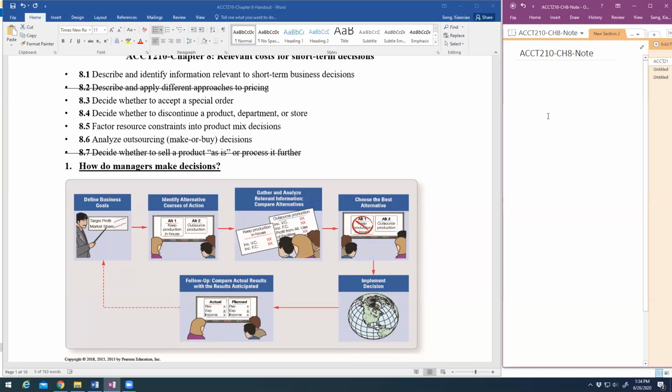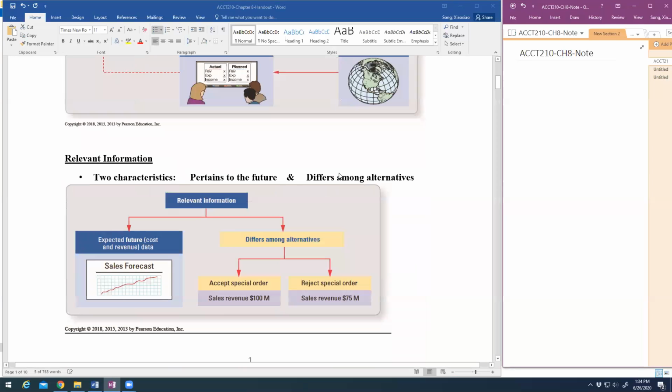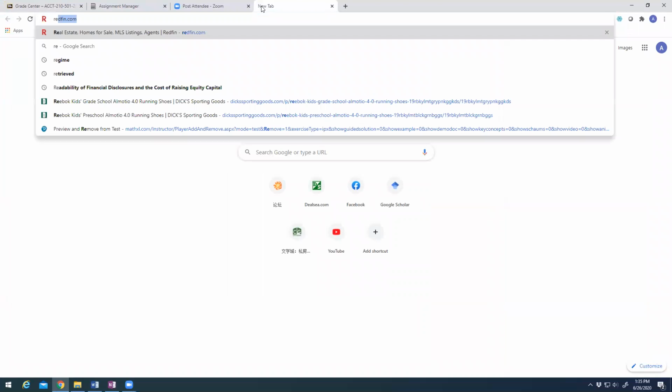Then we need to compare those two alternatives to find out what our final decision should be. Before we do that, we need to make sure we only use relevant information. So if I ask you, what is the meaning of being relevant? How do you explain that word to me? For me, I always just Google. So let's say relevant.